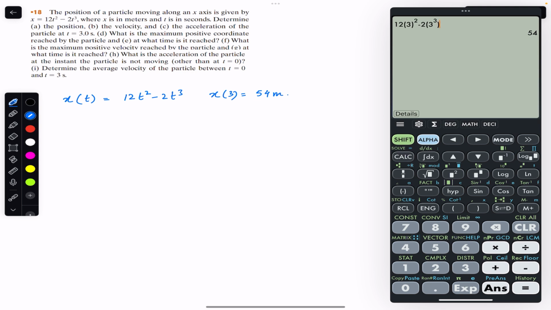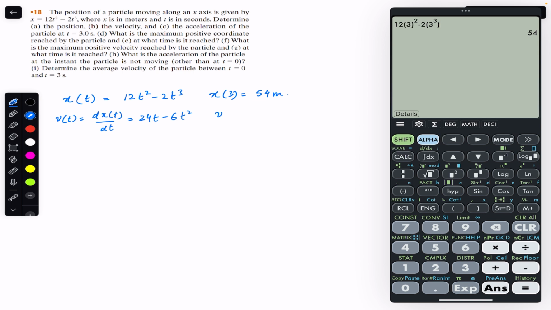And to find the velocity, since we know that velocity as a function of time will be equal to the derivative of the x of t function, so we can say dx(t) divided by dt. If we take the derivative of this function, we will get the velocity as a function of time. So this will be 2 times 12, so that will be 24t minus 2 into 3, which is 6t squared.